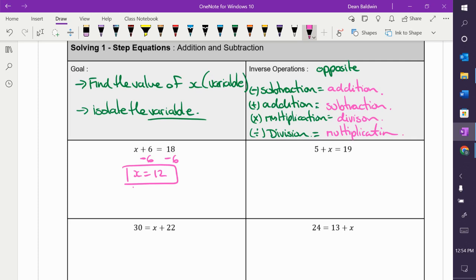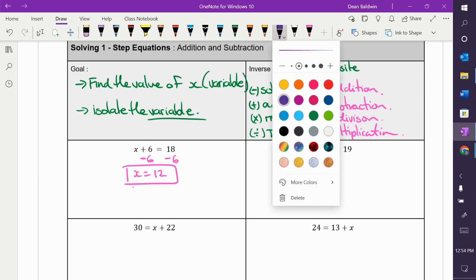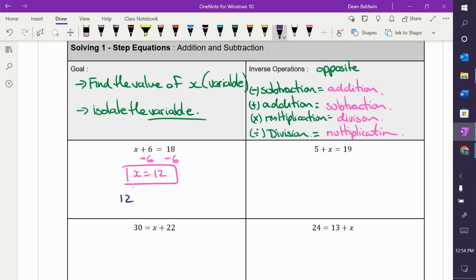Yeah, like plug it back in. Yes. So sub it back in to check your answer. So this is the check. 12 plus 6 is equal to 18, and you get 18 is equal to 18, so you know you're good. Now for these ones, you can kind of just see what the answer is, right? But we're going to get into ones that are more complex.